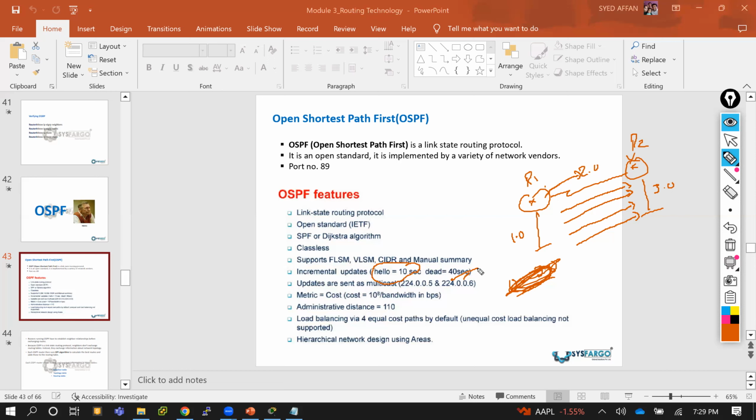There is one more thing here. It does incremental update. Can you see this? Incremental update means what? The first time when it is forming the neighbor relationship, they'll exchange complete information. For example, the first day I'm taking the class, I'm introducing myself, giving my name, my experience, my technology and everything. At the same time you will be introducing yourself, and how you got to know about my training, about this place, what your qualification and experience are, you all exchange.